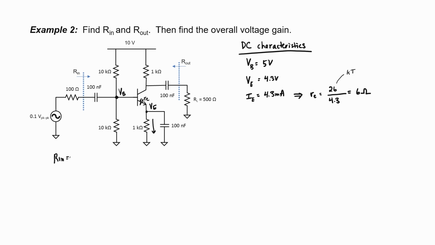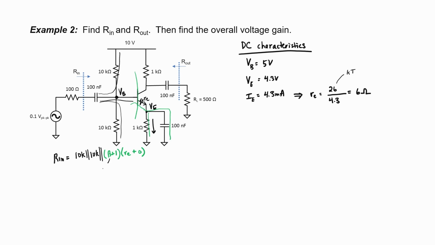We have 3 branches. We have 10 kilo ohms going to an AC ground. We have another 10 kilo ohms going to another AC ground. And then we have a branch going into the base of the transistor. And I'll be using impedance reflection in order to find it. We'll have beta plus 1 times the emitter resistor R sub E, but we have 0 resistance in parallel with 1 kilo ohm. So 0 in parallel with 1 kilo ohms is just 0.